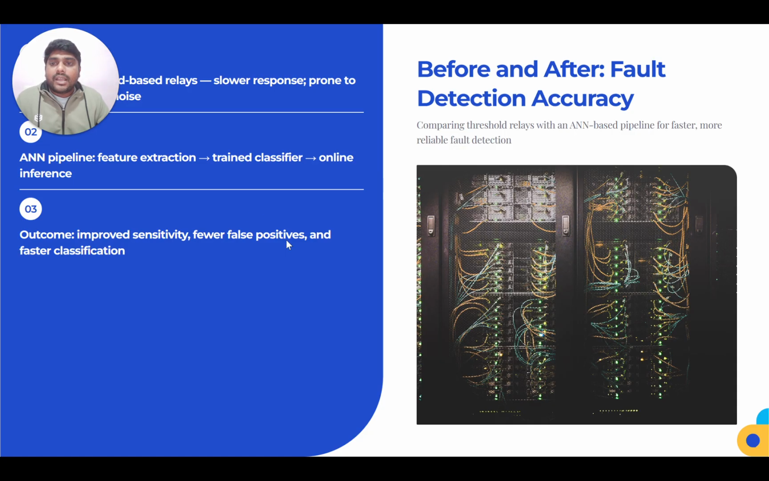The modern approach is the ANN pipeline. This involves feature extraction from raw signals, feeding into a trained classifier, and then running online inference. The outcome is a game changer. Improved sensitivity, which means catching real faults better, fewer false positives, reducing unnecessary grid interruption, and ultimately faster classification for timely protective action.